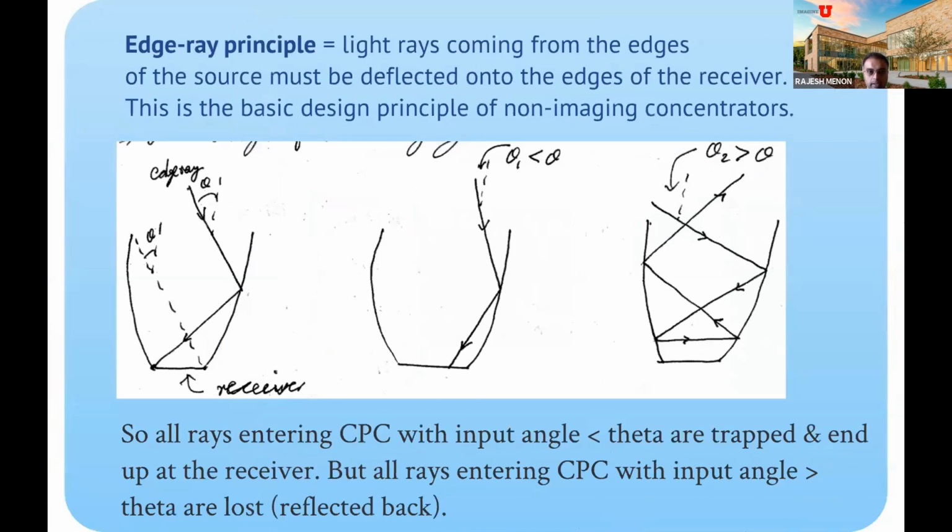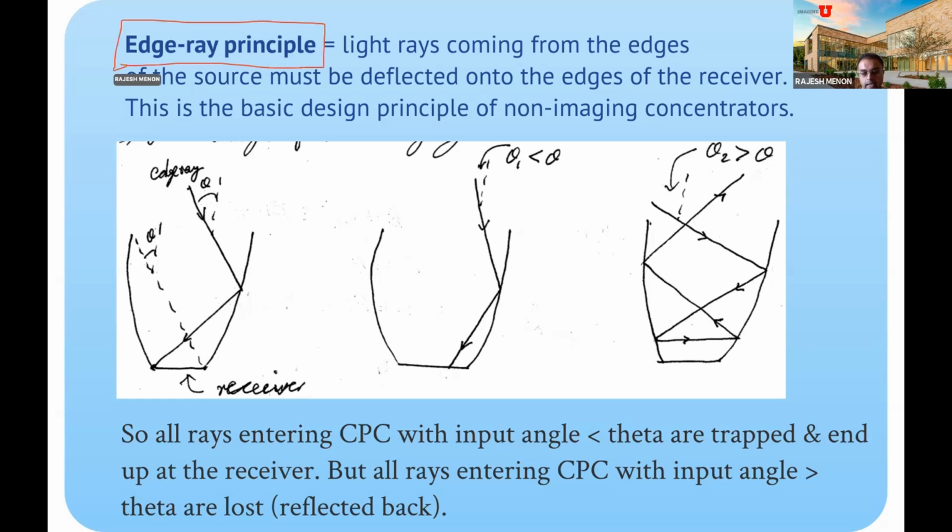Okay, I think so far it should be relatively straightforward. Now, let's review this whole concept of edge ray principle that I've been talking about for the last 10, 15 minutes. Light rays coming from the edges of the source must be reflected onto the edges of the receiver. So again, the edges of the source to the edges of the receiver. And if I design something such that edges of the rays from the edges of the source reach the edges of the receiver, then I know that all the rays in between will actually receive some point on the receiver.